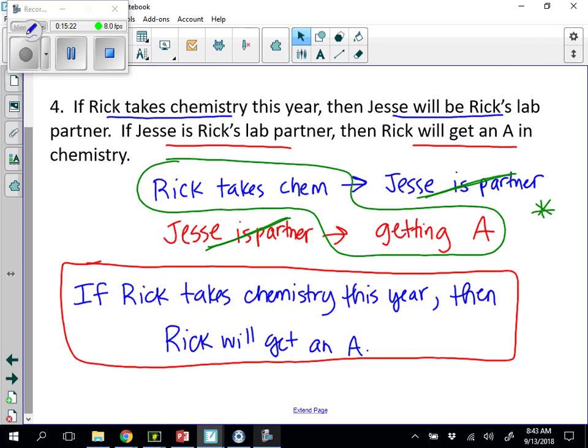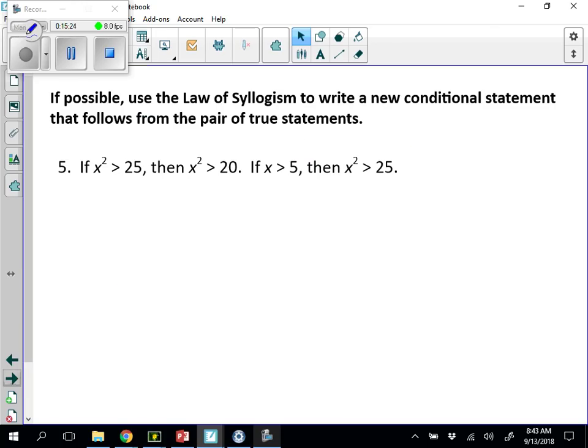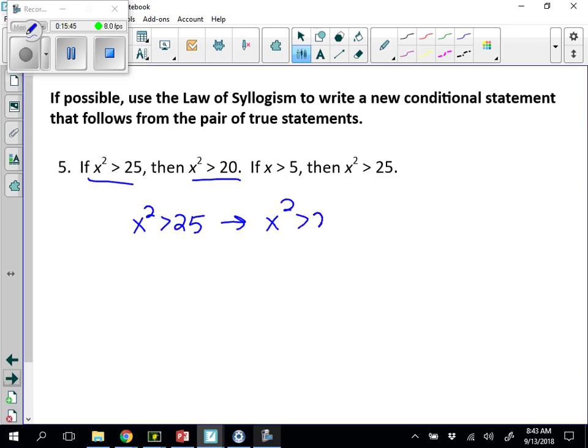Okay, let's take a look at one more together, and I'm going to have you try the last one. Or if you want to try this on your own, then you can pause the video. Okay, so if x squared is greater than 25, then x squared is greater than 20. If x is greater than 5, then x squared is greater than 25. So, hypothesis leads to conclusion. Okay. Second sentence, new hypothesis leads to new conclusion.